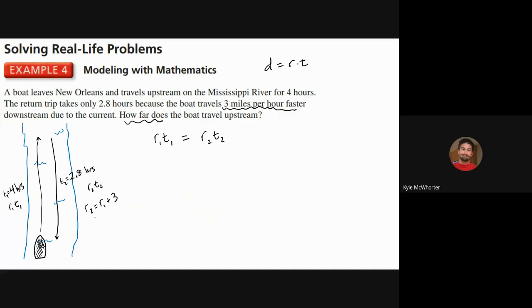So how does that help us? It helps us because now I can substitute in for everything except for R1, and I can solve for the rate on the way there. So R1 is going to stay R1, but T1 is 4 hours, so R1 times 4. Instead of R2, we're going to write R1 plus 3, because R2 equals R1 plus 3. And then we put parentheses around that because that rate gets multiplied by the time, T2, which is 2.8 hours.